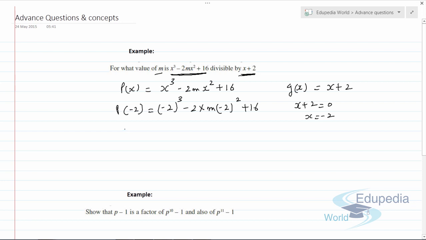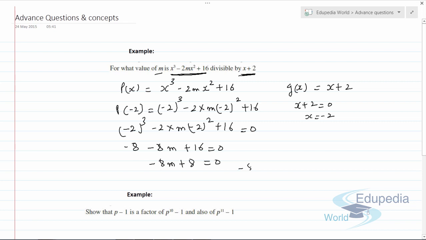So we can write this equation as minus 2 whole cube minus 2 into m minus 2 square plus 16 equals 0. So this comes out to be minus 8, this will be minus 2 into 4, this will be minus 8m plus 16. So it will be minus 8m plus 8, because 16 minus 8 is 8, equals 0. So it will be minus 8m equals minus 8.